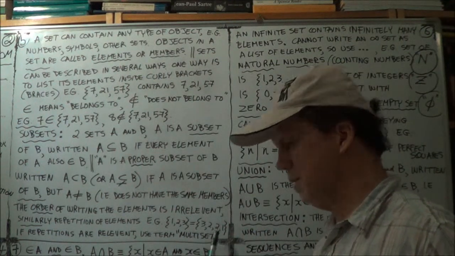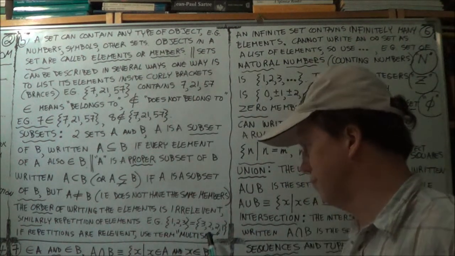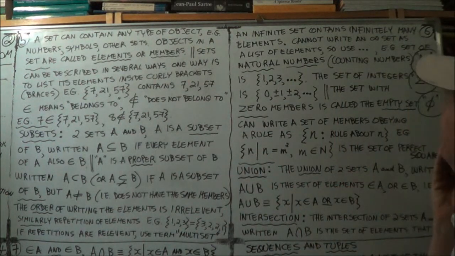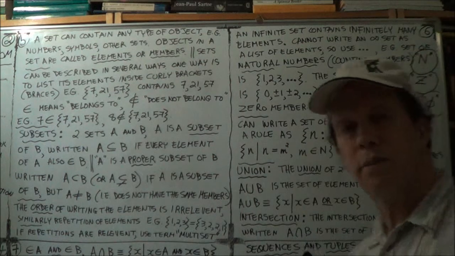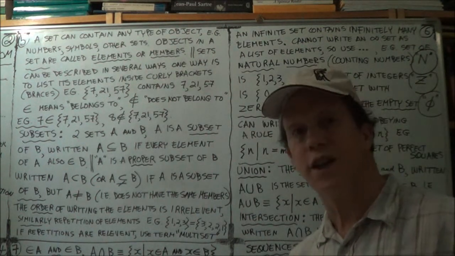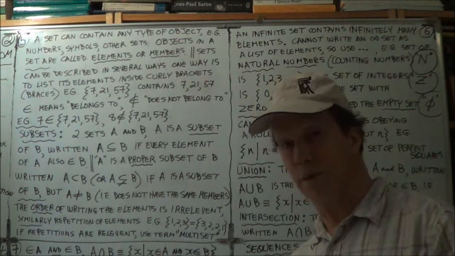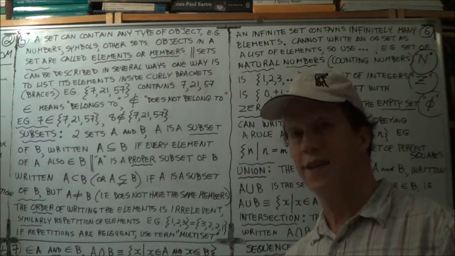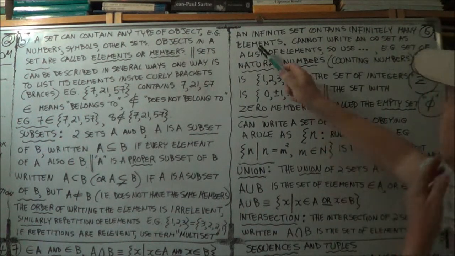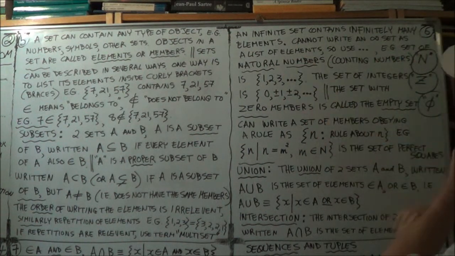People don't talk about multi-sets much, so you can pretty well forget about that. Talking about sets in general, sets can be finite or infinite. A finite set has a finite number of elements or members. An infinite set has infinitely many elements.